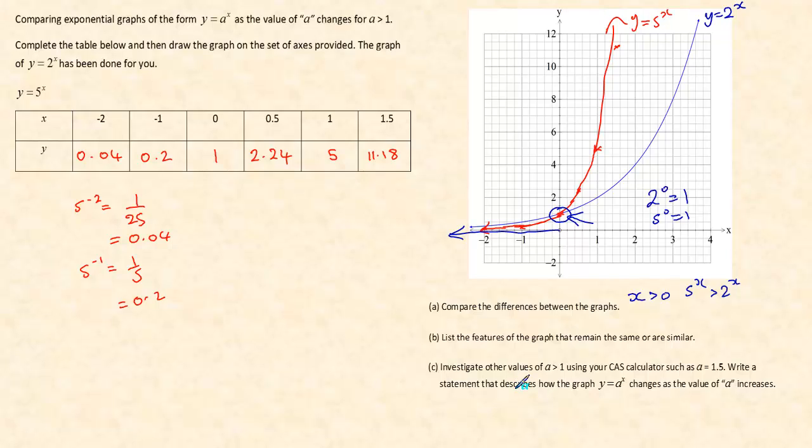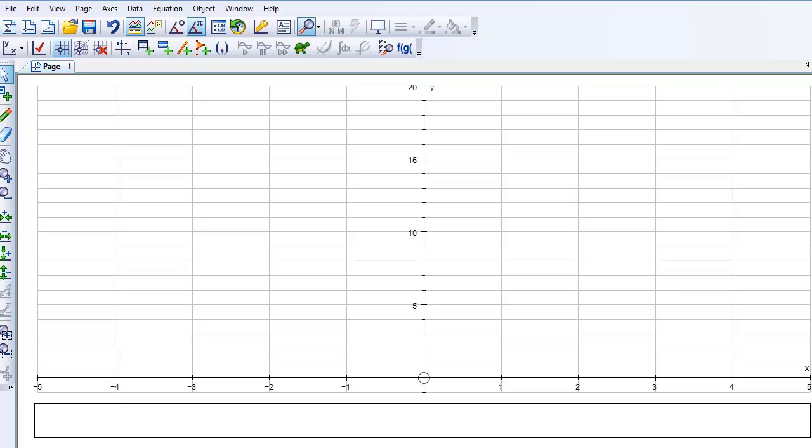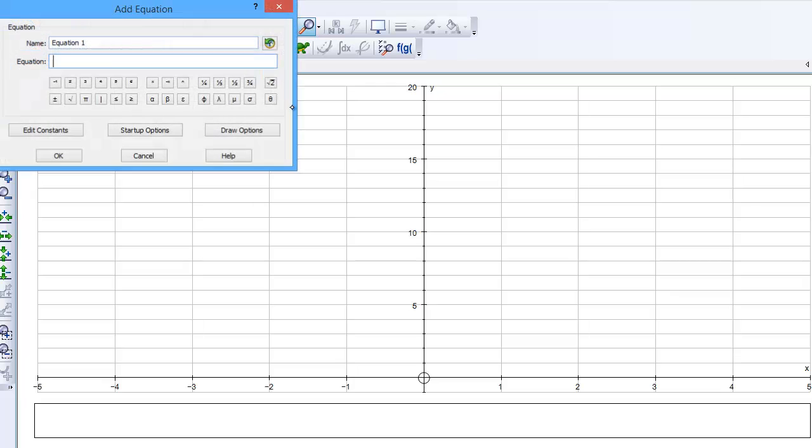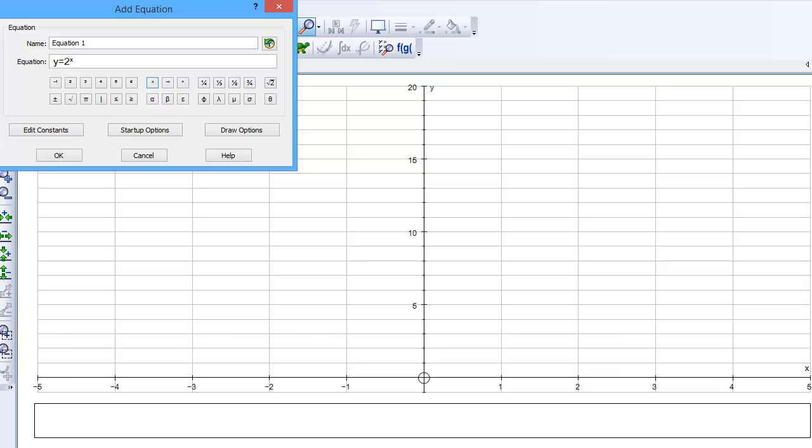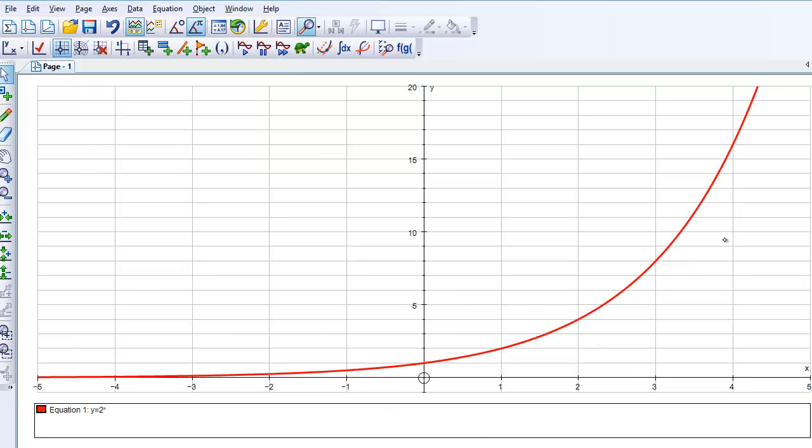We're now asked to investigate other values of a using our CAS calculator, and then make a statement of how the graph changes as the value of a changes. I'll probably just refer back to what we discussed here and here. And rather than using CAS, so I've got a bigger screen to look at, I'm going to use Autograph. So let's start with, as a reference, let's put in y equals 2 to the x. And we'll draw that, and that's the graph we had before. So that one there is y equals 2 to the x.